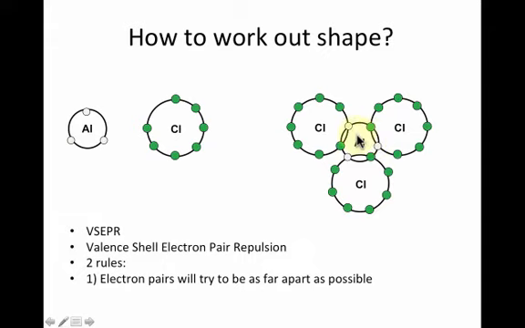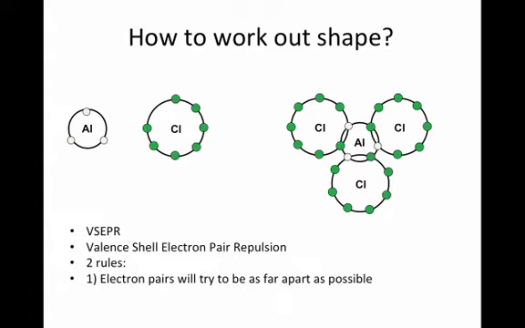So here, the central atom is the aluminium atom in this aluminium trichloride molecule, and the valence shell electron pairs are these pairs of bonding electrons. So one aluminium electron, one chlorine electron. And because they're electrons and they're negatively charged, they will repel each other.